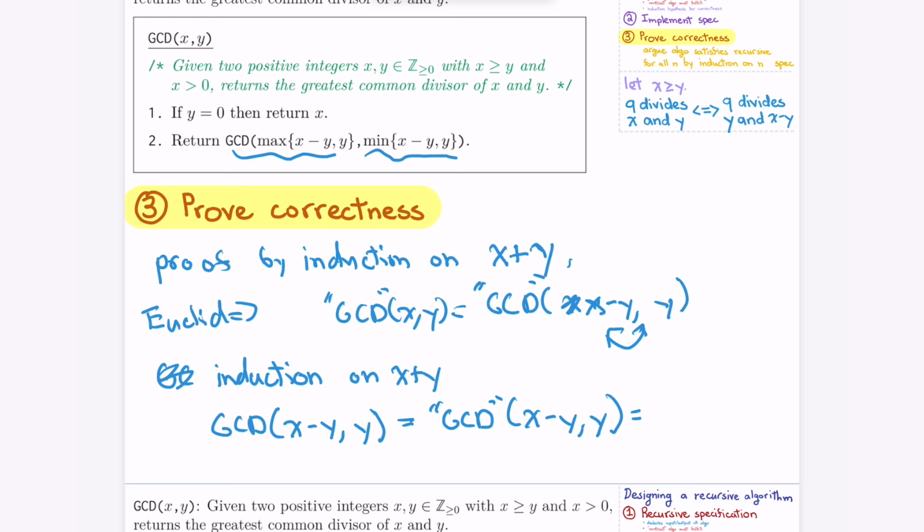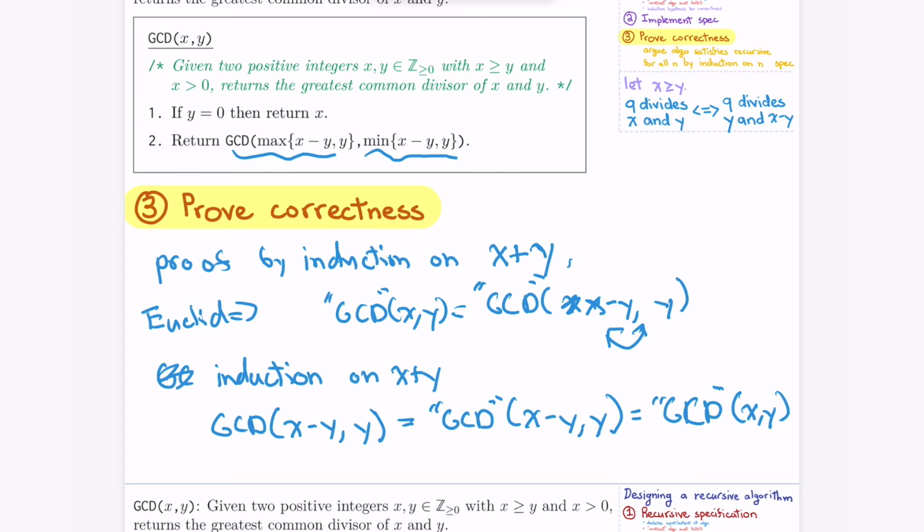And then Euclid will tell us that this is the mathematical GCD of x and y. I've kind of skipped the base case, but we're all friends. Is that okay? The real key point is that Euclid's simple observation tells us that subtracting y is okay. That's still going to preserve the GCD.